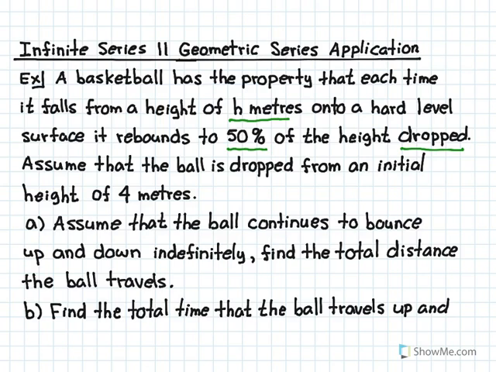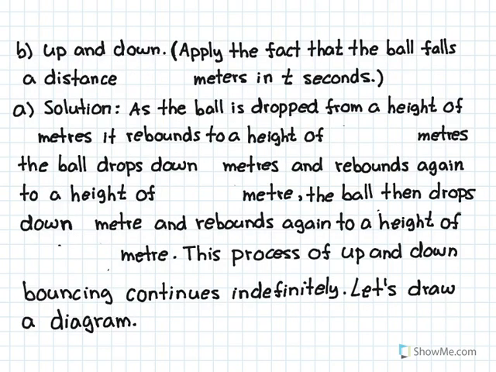Now, assume that the ball is dropped from an initial height of 4 meters. Part A of the question: assume that the basketball continues to bounce up and down indefinitely. Find the total distance the basketball travels. Part B: find the total time that the ball travels up and down. Apply the fact that the ball travels a distance of 1/2 gt squared meters in t seconds.